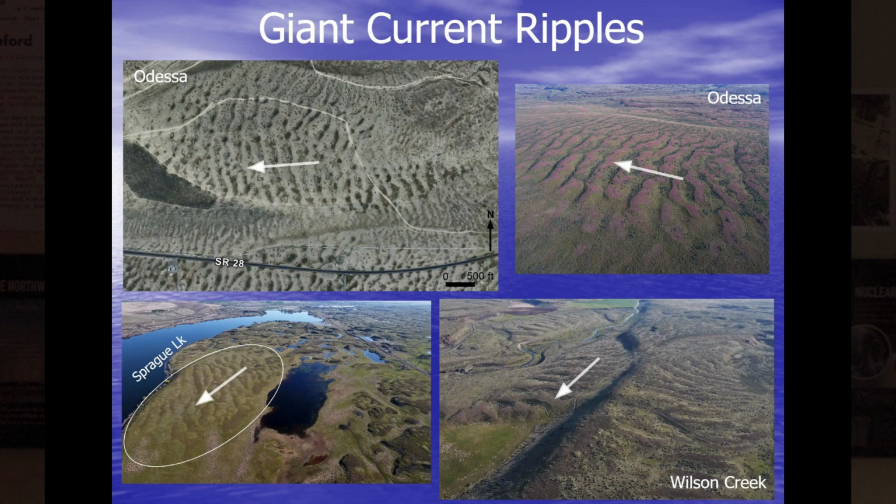We can tell the direction of flow of these ripples based on their asymmetry. Here you can see that on the ripples, these dark areas are steeper areas on the downstream side, and then there's a gentler upstream side of these ripples as well. So you can tell the direction of flow by the asymmetry of the ripples.